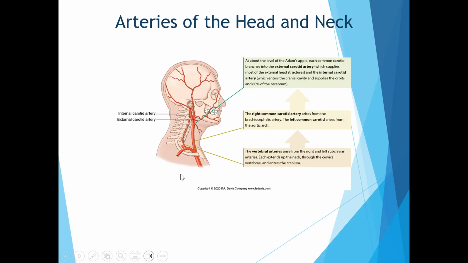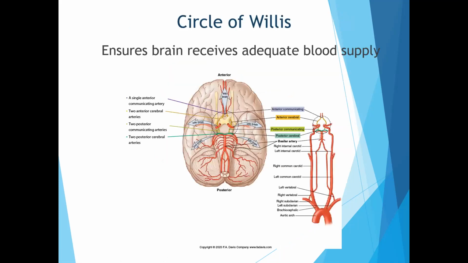And then we also have our vertebral arteries. They're going to arise from the left and right subclavian arteries, and they're going to extend up through the neck, cervical vertebrae. They actually enter the cranium. But our external and internal carotids, they are by far our largest blood flow supply, especially to the brain. So that's 80% of our cerebrum is the carotid arteries.